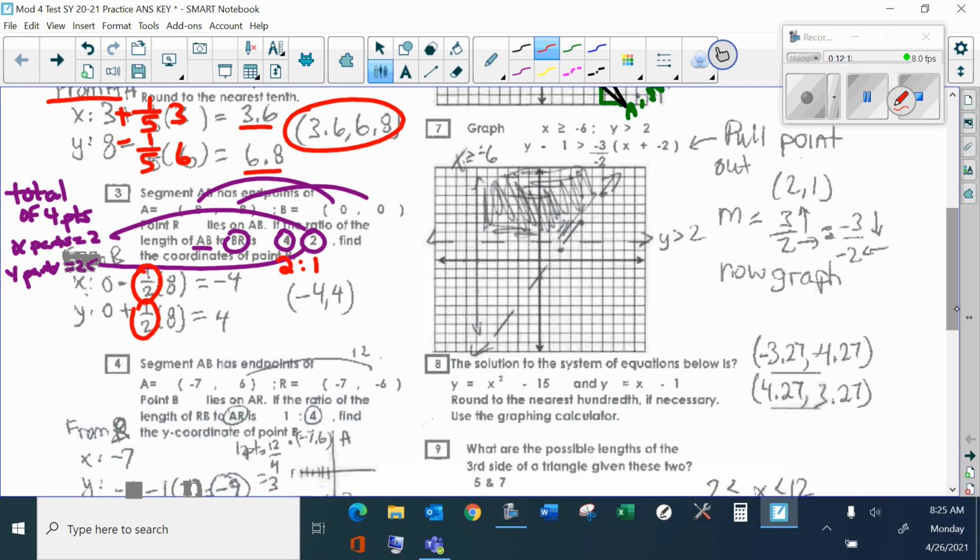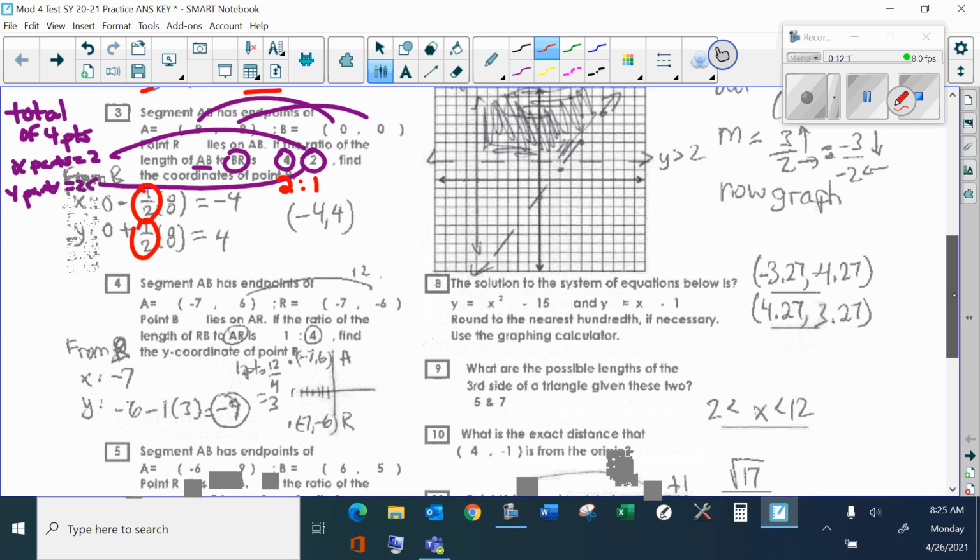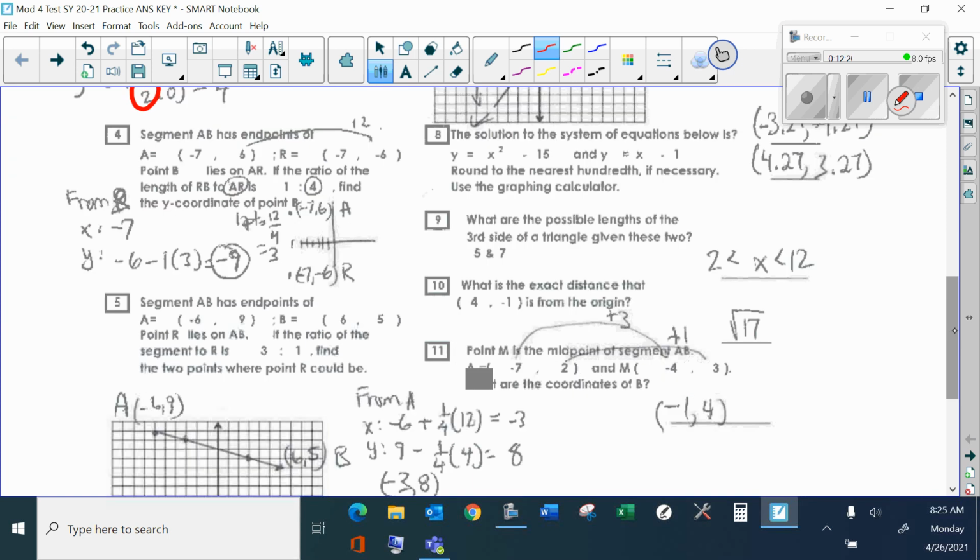All right, another one, and this is why I want the assignment done when you come to class, because we'll practice more of these in class as well, is this one right here.